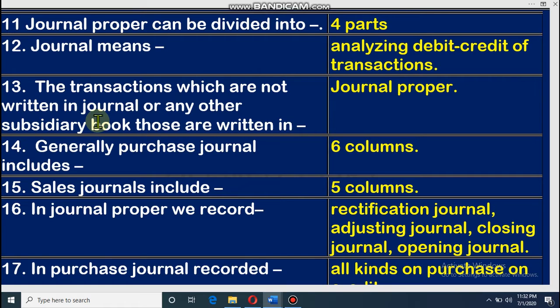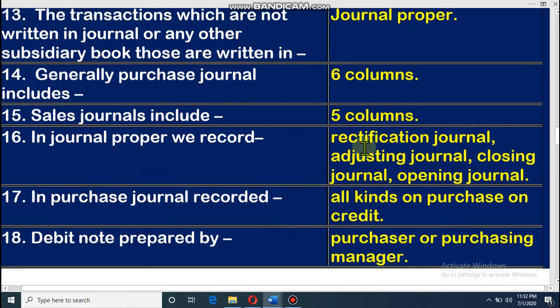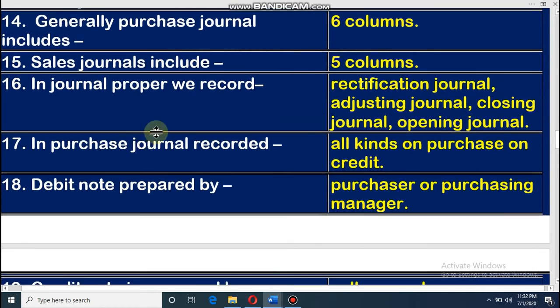Dear student, generally purchase journal includes how many columns? 6 columns. In purchase journal we have 6 columns, and in sales journal we have 5 columns. Dear student, in journal proper we record, as I have discussed earlier, rectification journal, adjusting journal, closing journal and opening journal.